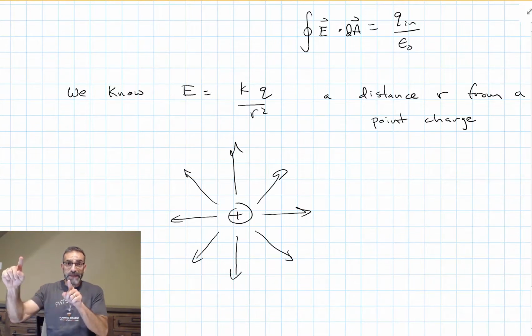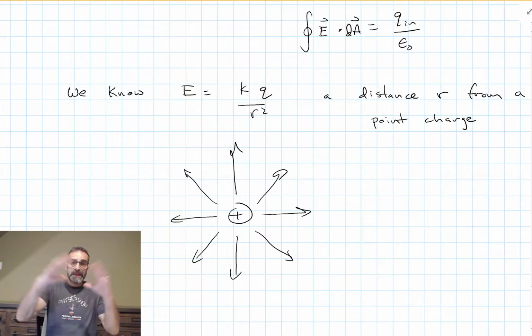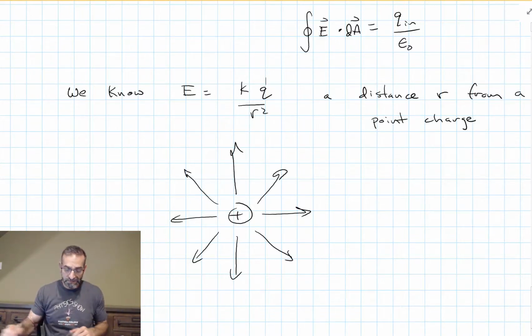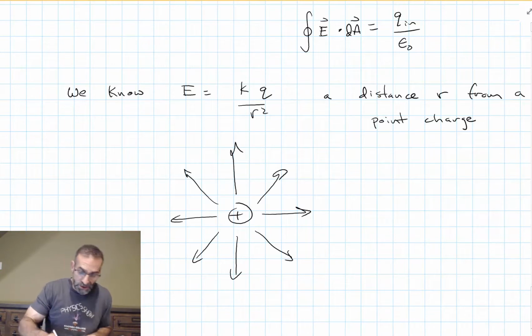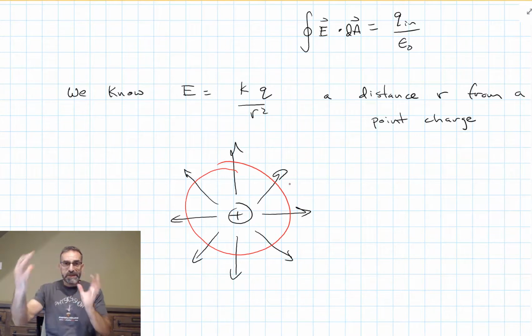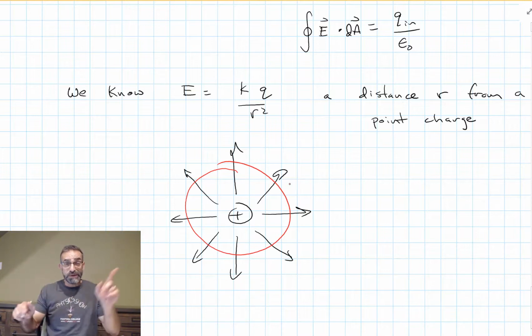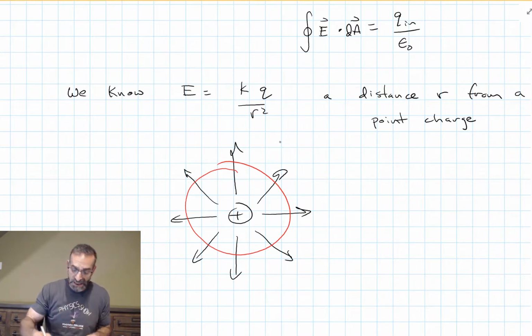If we go a distance r away from that point charge, it doesn't matter if we're over here, or down here, or over there. The electric field is the same because we have spherical symmetry. That means we can draw an imaginary sphere around our point charge, and everywhere on the surface of that sphere, the electric field would be the same. Not only would it have the same magnitude, but the electric field would point radially outward, so it would be perpendicular to this imaginary surface that I drew. We call that imaginary surface a Gaussian surface.